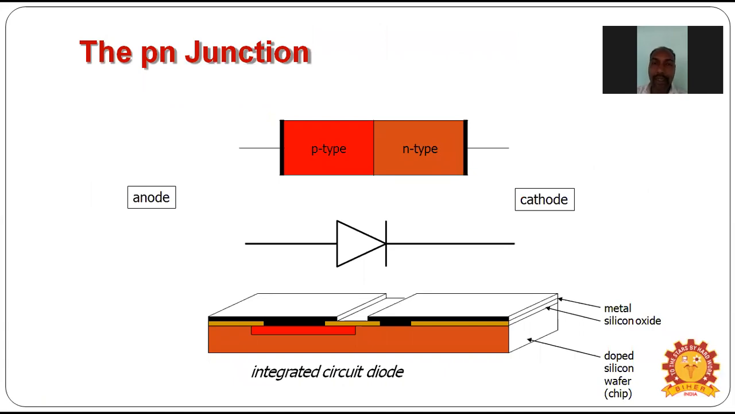Just to see the diagram of a PN junction: P-type and N-type materials. On the left hand side is the P-type. This is a two-terminal device. P-type material is there and N-type material is there. P-type is the anode, and the right hand side N-type is the cathode. This is the symbol of the PN junction.